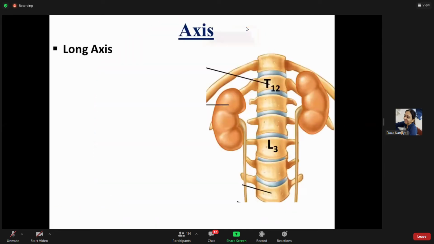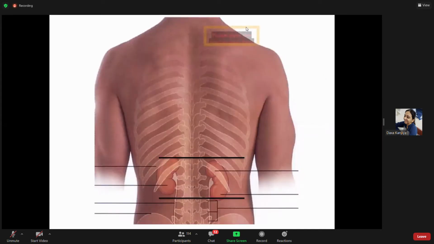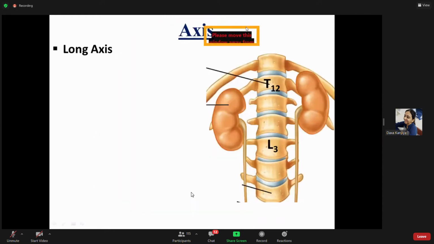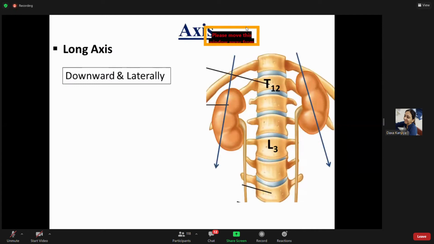So again, you can see the location of kidney from the upper border of T12 to the center of L3. Now the long axis and the transverse axis of the kidney. Long axis is directed downward and laterally, so that the upper pole of both kidney lies nearer to the midline as compared to the lower pole. So the long axis is directed downward and laterally.